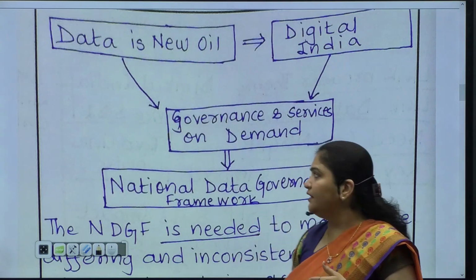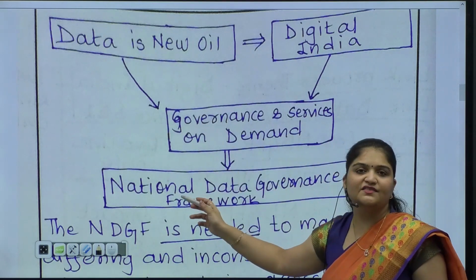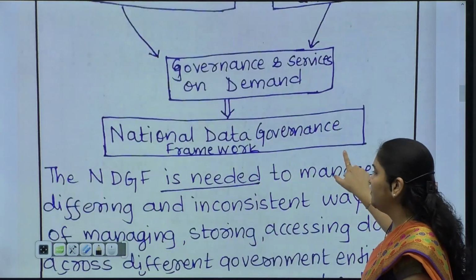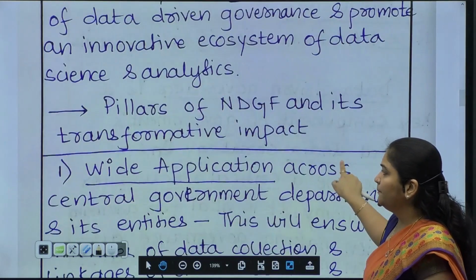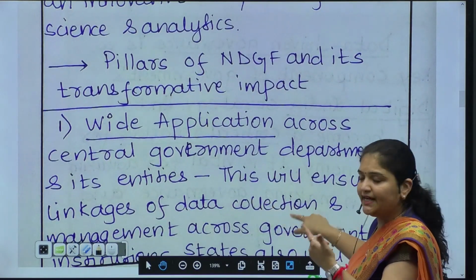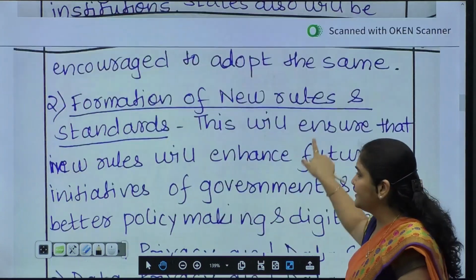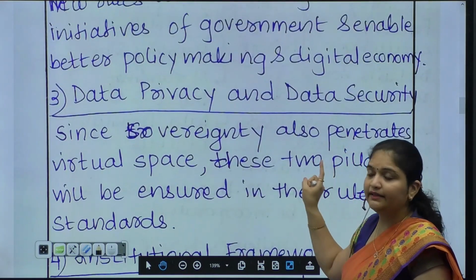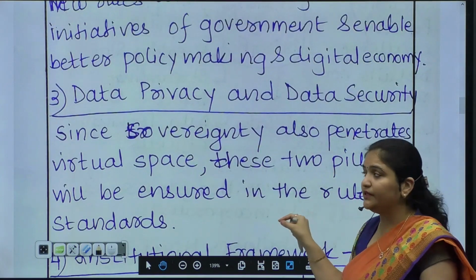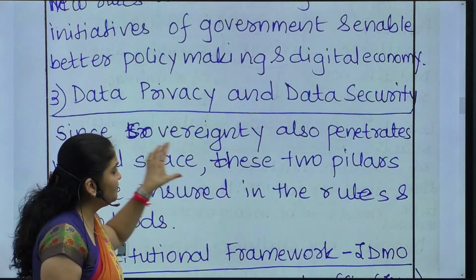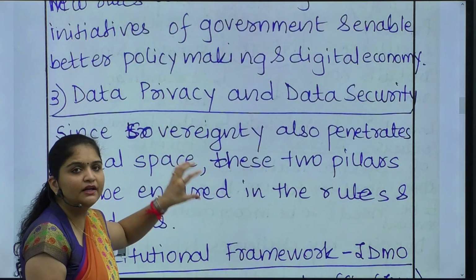Okay? So here in this context, it was governance and services on demand. इसीलिए ये आया. Then we speak about NDGF need, pillars, how it has wide application, how there will be new rules and standards, and what will be their impact. Data privacy and data security, what is going to be the impact. Okay? So in every statement, there is the pillar and impact, okay?